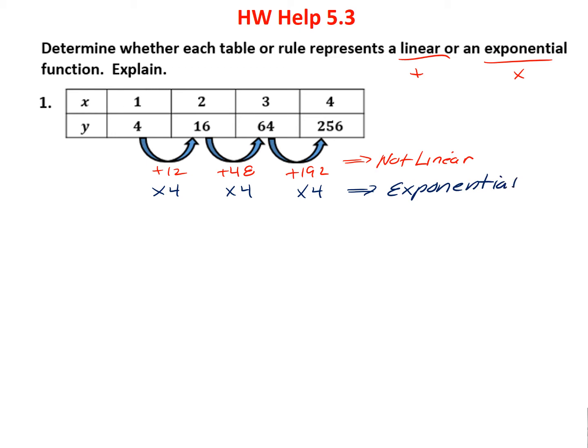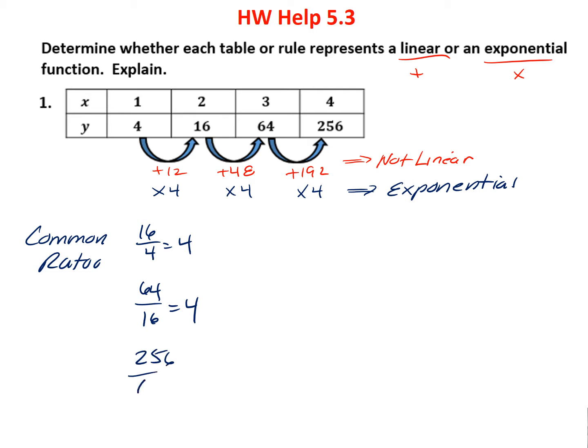So let's just verify that. It should then have a common ratio, meaning the ratio of the two succeeding terms. So between 1 and 2, 16 divided by 4 is 4. The next two, 64 divided by 16 is 4. And the next one, 256 divided by 64 is 4. So we do have a common ratio. So this is an exponential function. That's our answer.